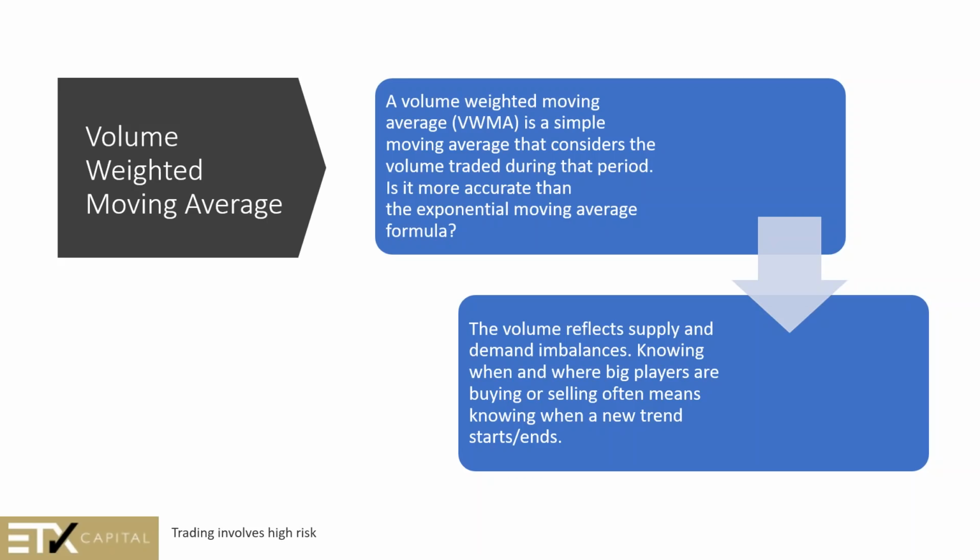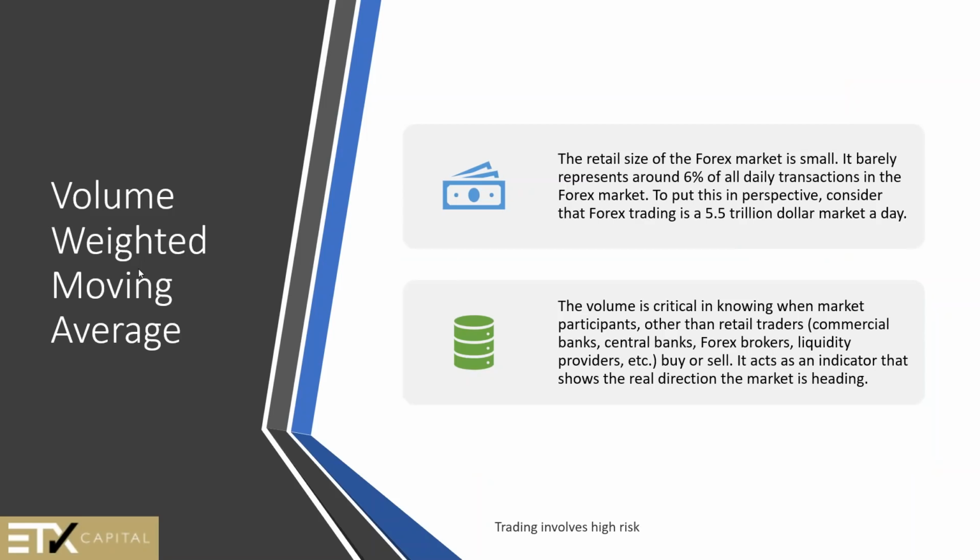But a volume weighted moving average is a simple moving average that considers the volume traded during that period. It is more accurate than an EMA, okay, because volume reflects supply and demand imbalances. Knowing when and where big players are buying and selling often means knowing when a new trend will start or end. So it calculates in the volume for the period also.